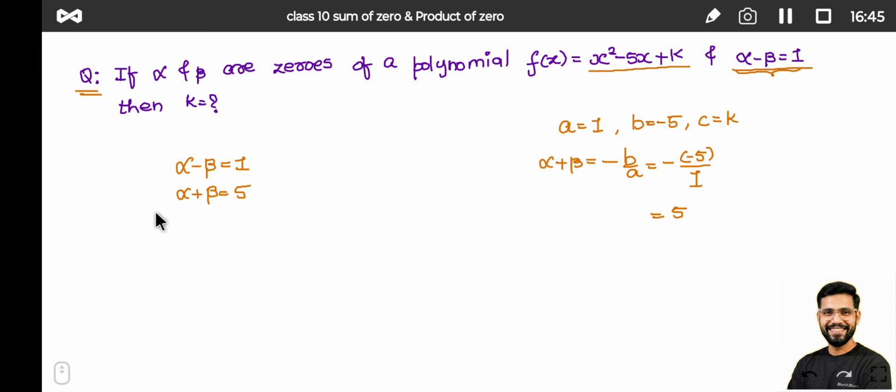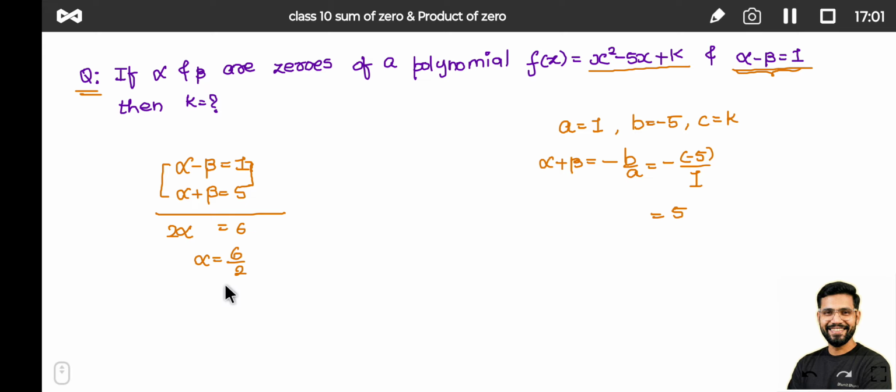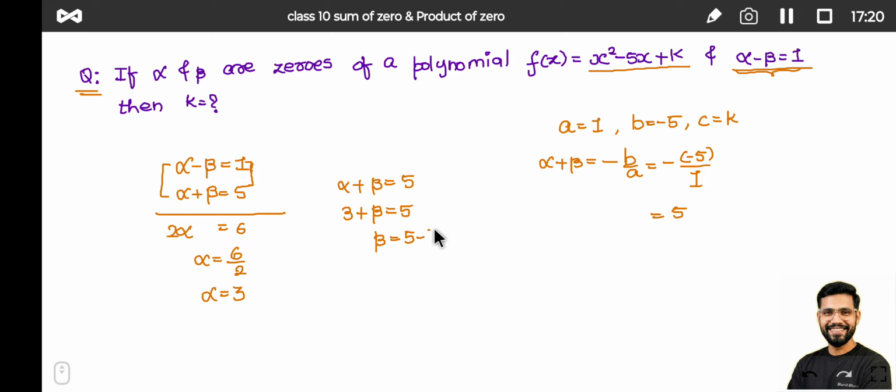Now let's solve these two equations. If we add both the equations directly, alpha plus alpha is 2 alpha, plus beta minus beta gets cancelled, and 1 plus 5 is 6. So from here alpha is equal to 6 upon 2, that is nothing but 3. If we substitute the value of alpha in the second equation, alpha plus beta is equal to 5, so 3 plus beta is equal to 5. From here beta is equal to 5 minus 3, which is 2.